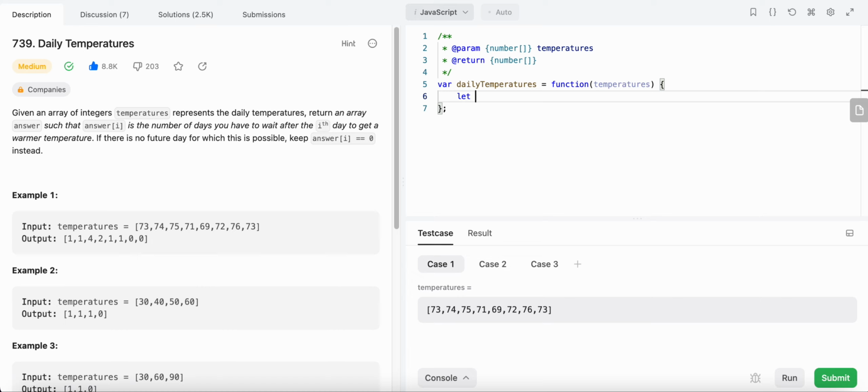So what we need is a stack, and an answer array of length equal to the length of the temperatures. So let n equal temperatures.length, and then we are going to fill all the values with 0. Now what we are going to do is start from the very first element: let i equal 0, i less than n, and i plus plus.